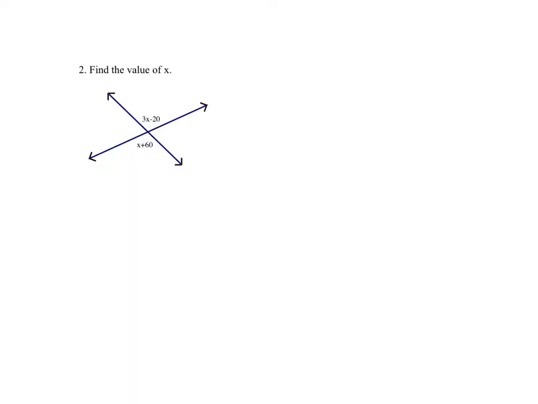In our next example, we just simply have to find the value of x, and what we notice in the picture is that we have two intersecting lines and they form a pair of vertical angles. This angle, marked with 3x minus 20, is a vertical angle with the angle marked with x plus 60. And we have our theorem from our previous page that says vertical angles are congruent. So that means that their measures have to be the same. So set 3x minus 20 equal to x plus 60, and then solve for x.